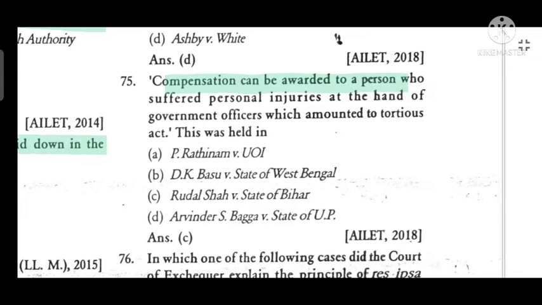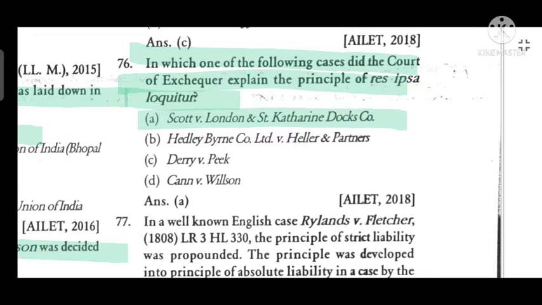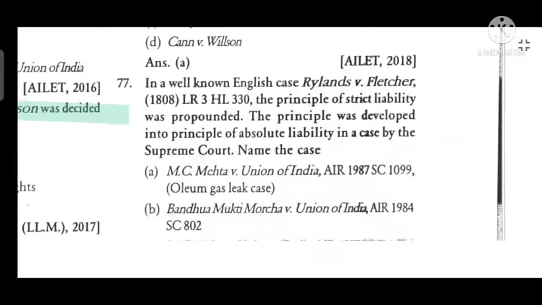Compensation can be awarded to a person who suffered personal injury at the hands of a government officer, which amounted to a tortious act. This was held in the case of Rudul Shah versus State of Bihar. In which one of the following cases did the Court of Exchequer explain the principle of res ipsa loquitur? Scott versus London and St. Katharine Docks Company.